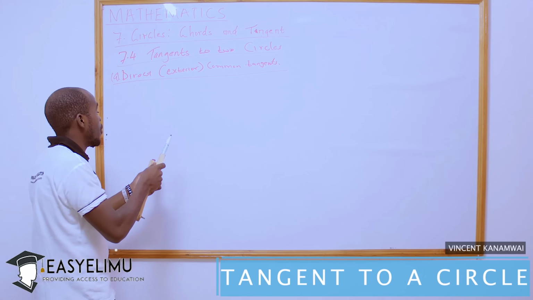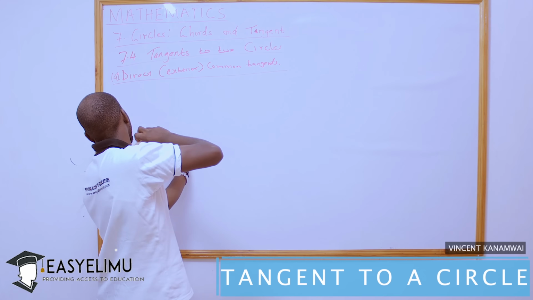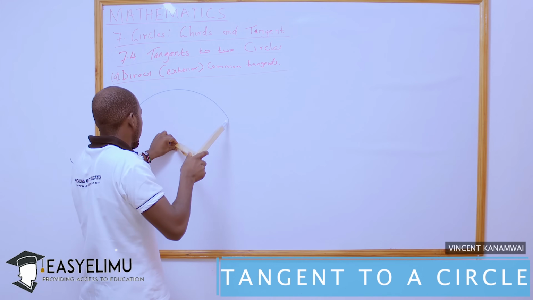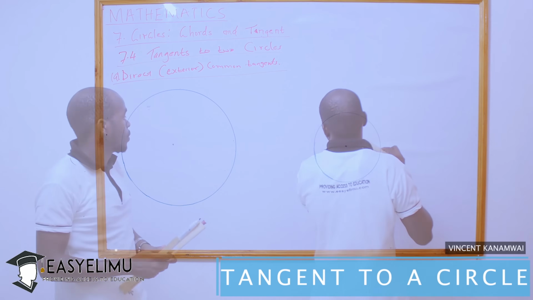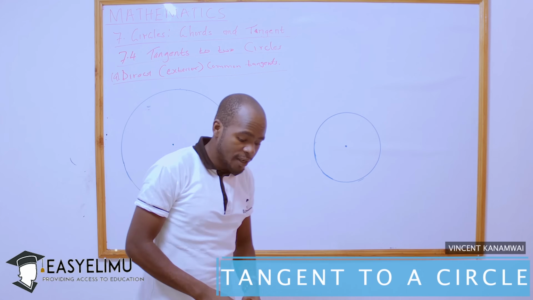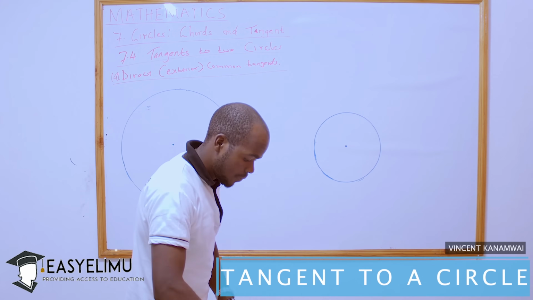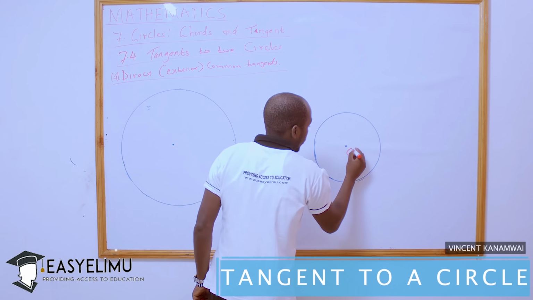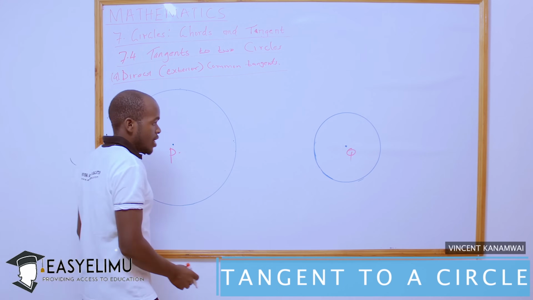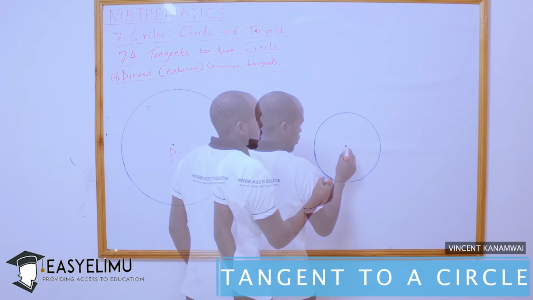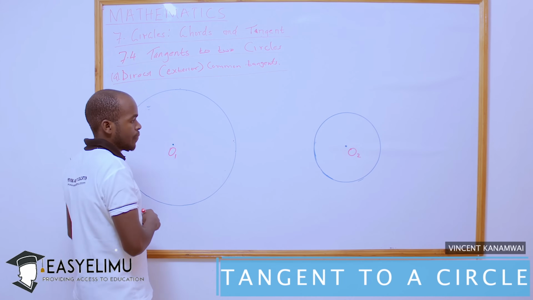For example, I may have one here. I will draw any radius, and another one here. So you may have two circles given like that. Let's give them names: let's assign this one center O2 and this one center O1.